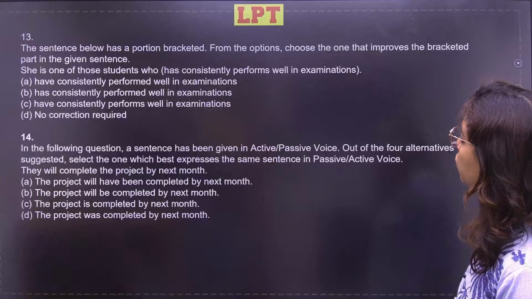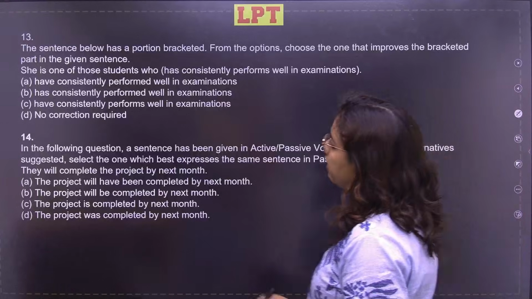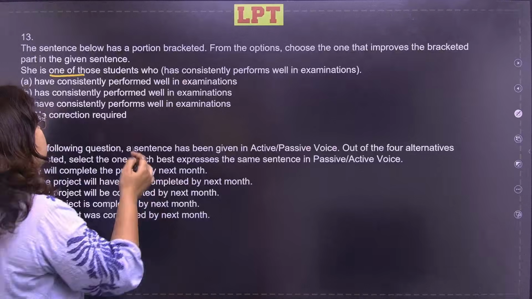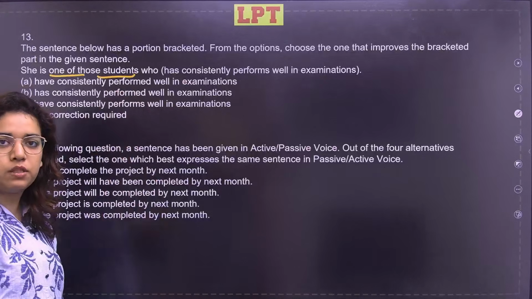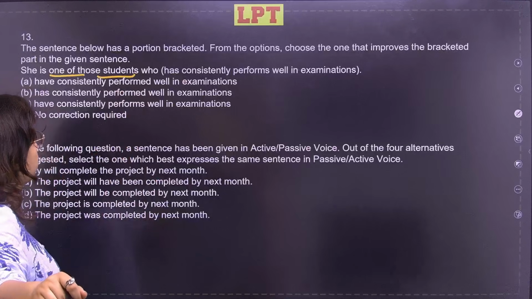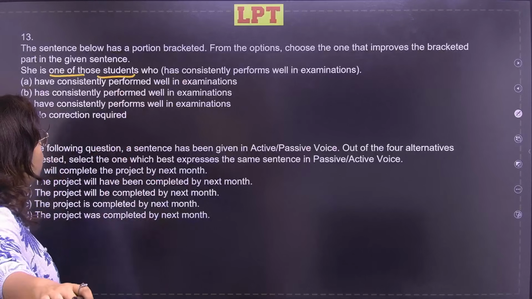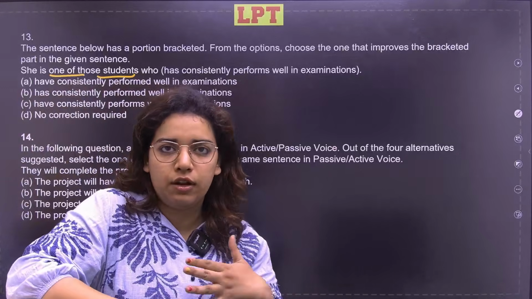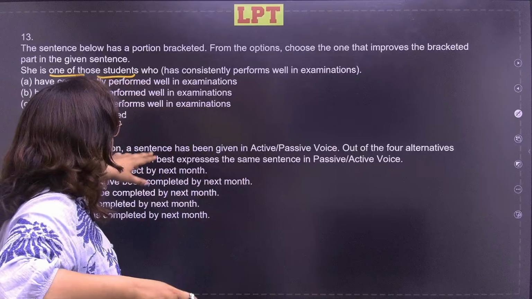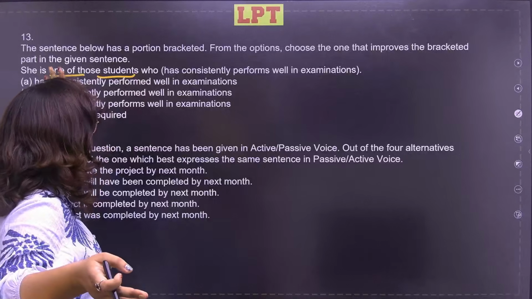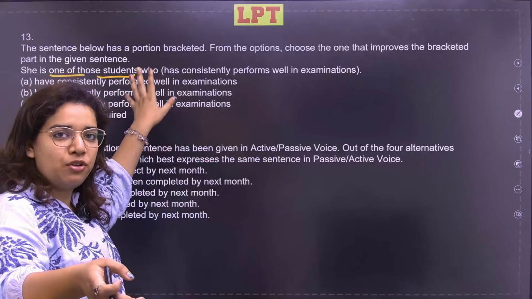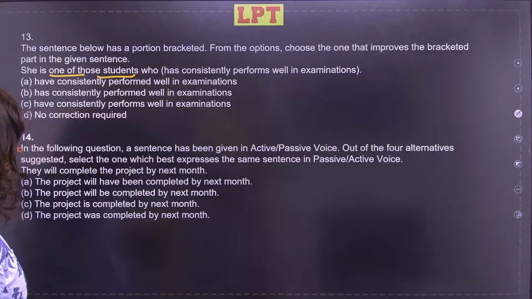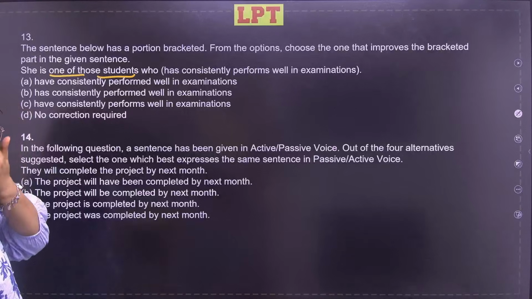She is one of those students who, see here it is using "one of." That means even though this group, those students, this group is plural, but "one of" usually is taken as singular in the grammar. So here I will not use "have." A lot of you are going to make this mistake and use "have" here, but no, I will use "has." She is one of those students who has consistently performed well in examinations.